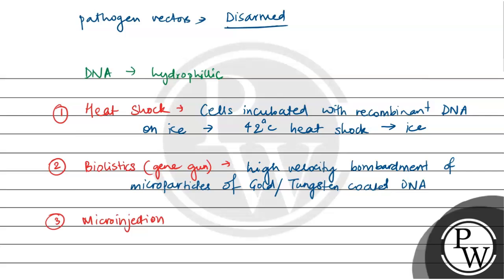Third is the microinjection method. Microinjection is basically what it sounds like. जो recombinant DNA होता है, it is injected directly into the nucleus of the cell.